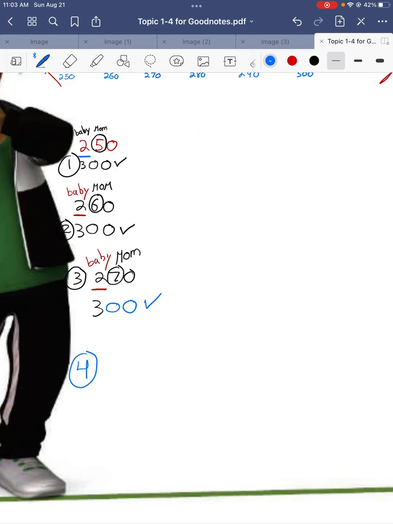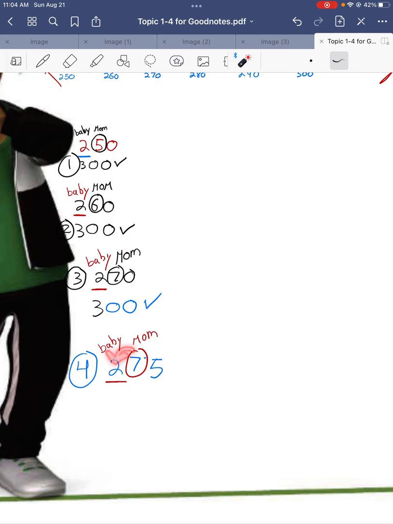Next we have 275. Let me fix this. Okay, so if they don't tell me where to round, I circle the digit nearest to the left. I underline the digit nearest to the left. And then I circle the digit to the right, which is the 7. The underlined one is the baby. The circled one is the mom. Again, the mom tells the baby what to do.